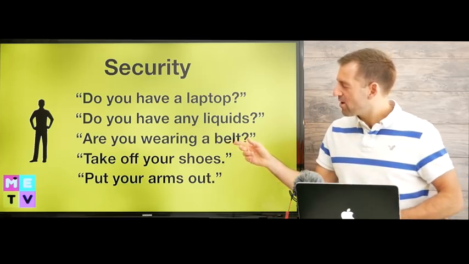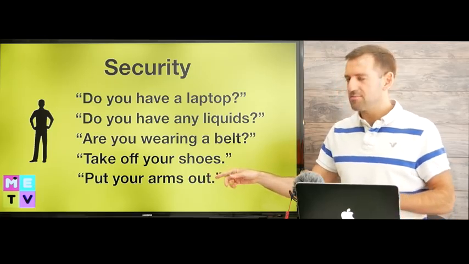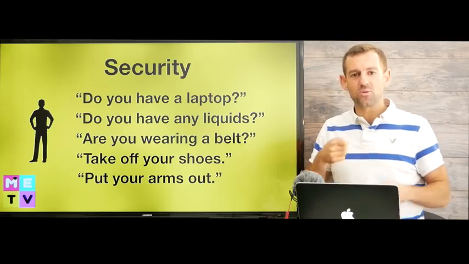They might say, are you wearing a belt? Take off your shoes. Put your arms out. That means put your arms out like this, and then they'll scan you with their wand.